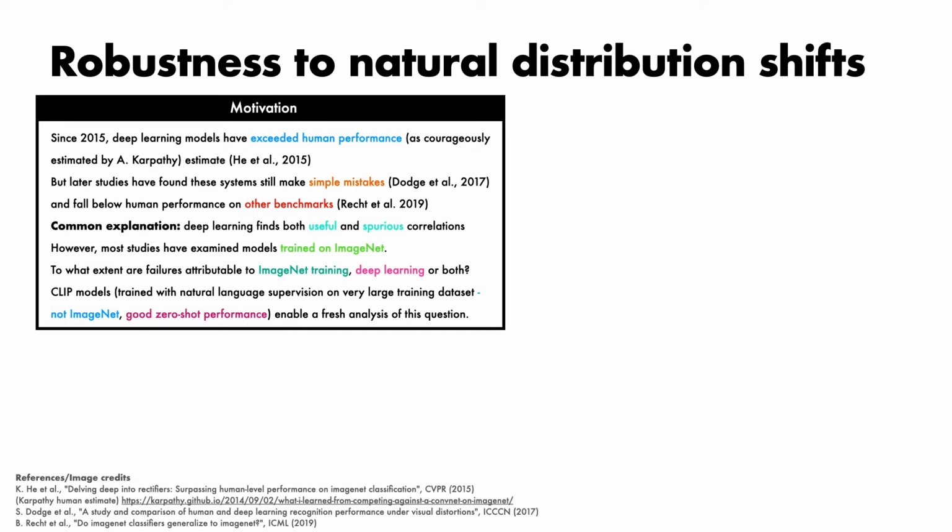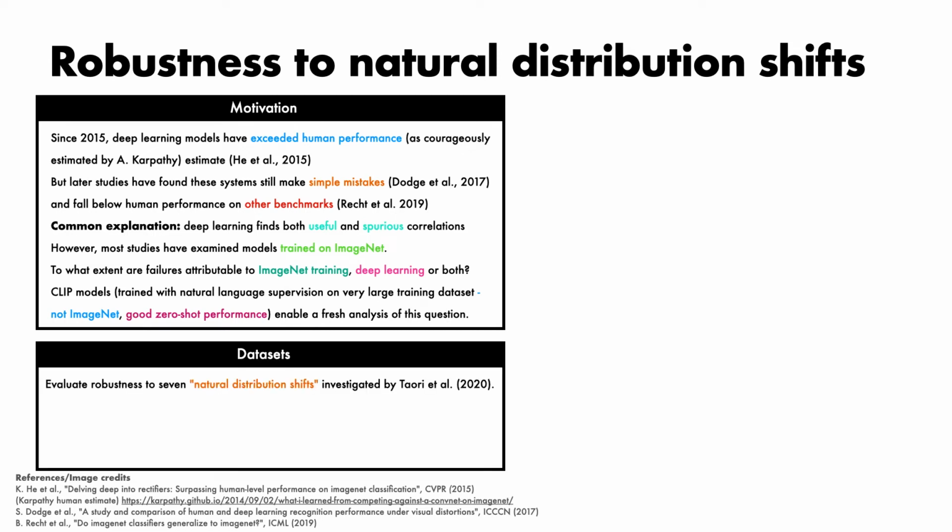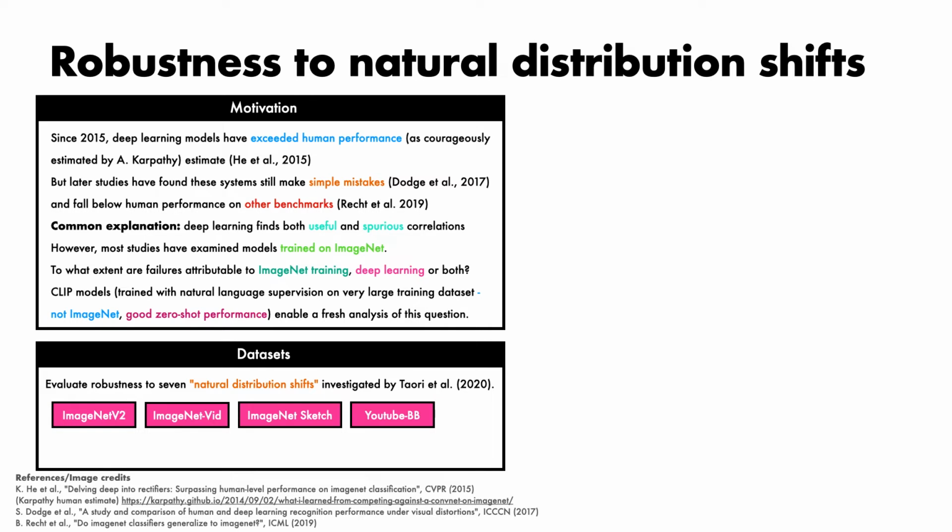In more detail, an analysis is conducted on 7 datasets, representing natural distribution shifts investigated by Taori et al. These datasets include ImageNet V2, ImageNet Vid, ImageNet Sketch, YouTube BB, ObjectNet, Adversarial ImageNet, and ImageNet Rendition. Collectively, these are datasets on which strong ImageNet classifiers tend to struggle to generalize. For instance, a ResNet 101 makes 5 times as many errors on these datasets compared to the ImageNet validation set.